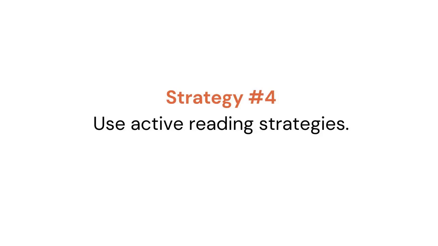Strategy number 4 for scaffolding complex text with the whole class is to use active reading strategies. So what we don't want to do is go back to the old habits of round robin reading, where you go around the room and kids take turns reading, or popcorn reading, which is kind of the same thing except it's a surprise. Either way, students get a tiny amount of time to actually be reading the text. Someone else is doing most of the reading.